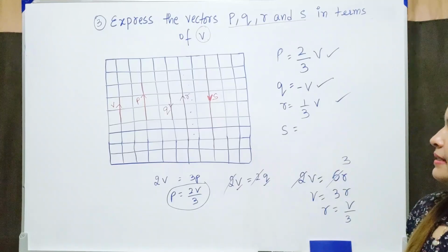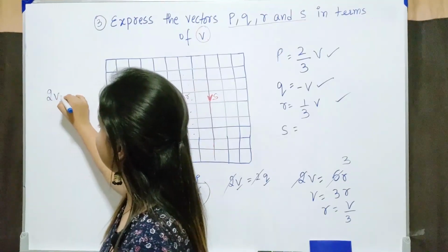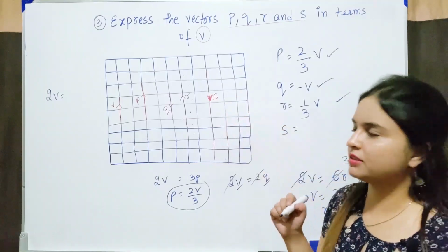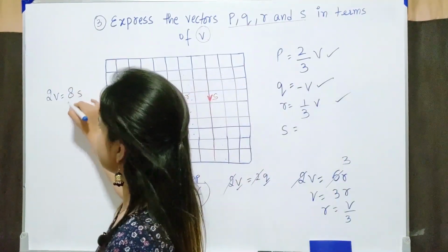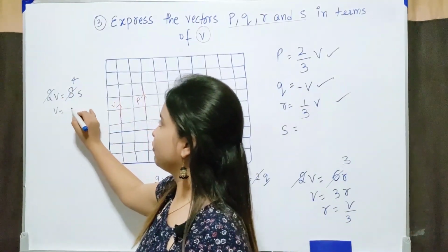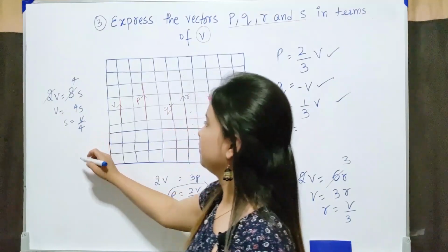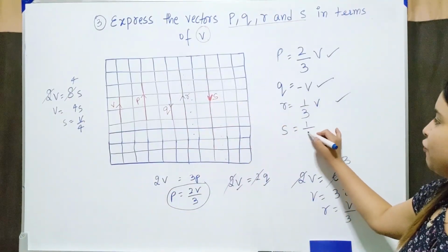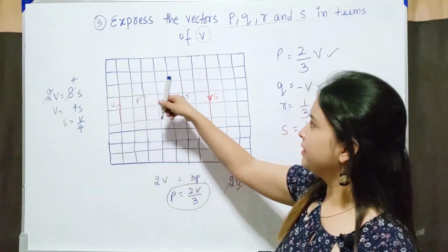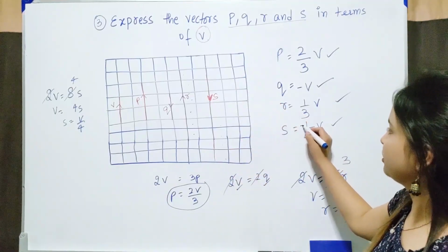Last vector S. Again, calculate. V is 2V. S is 1, 2, 3, 4, 5, 6, 7, 8 blocks. So this will be 8S. 2 times 4 is 8. V is equal to 4S or S is equal to V over 4. So that means my S is 1 over 4 times V. Now what about the direction? V is going up, S is going down. So opposite direction. That means I will use a negative sign.